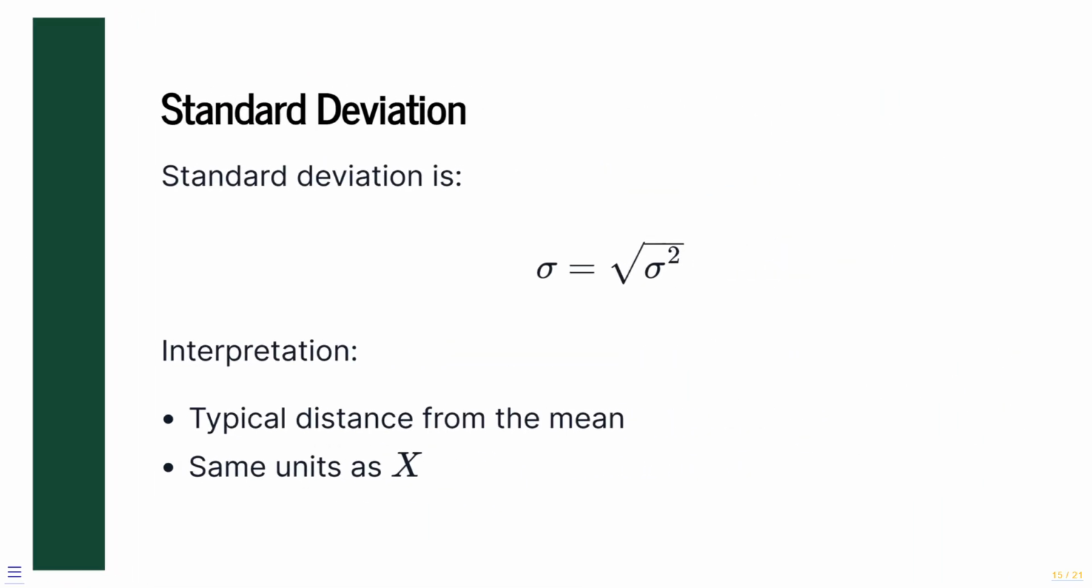The standard deviation is the square root of the variance. Taking the square root returns the measure to the original units of the random variable, making interpretation easier. The standard deviation describes the typical distance between values of the random variable and the mean. Together, the mean and standard deviation summarize the center and spread of a probability distribution.